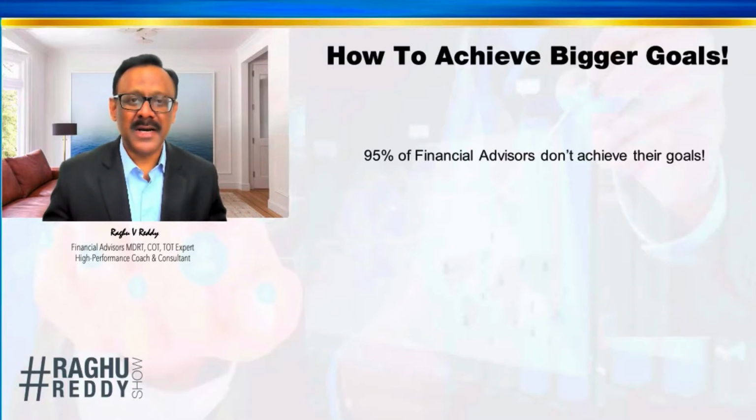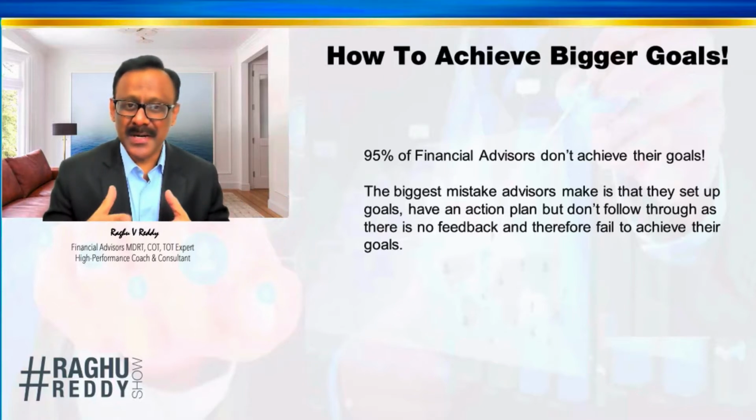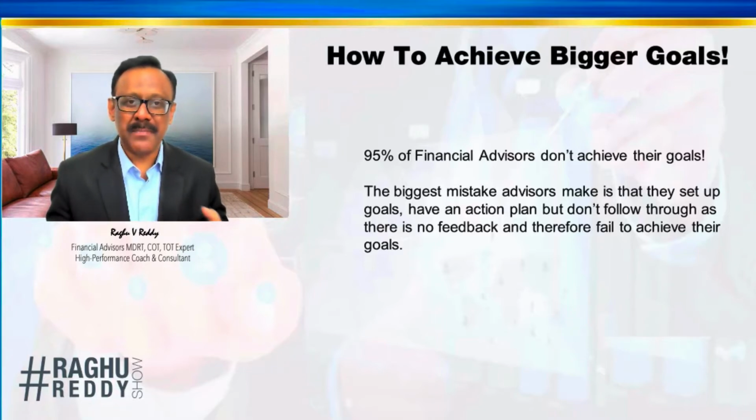And the reason is because the biggest mistake advisors make is that advisors set up goals and have an action plan, but do not follow through as there is no feedback system or feedback mechanism, and therefore fail to achieve their bigger goals. So in this video, I'm going to show you 4 steps that you can implement immediately that can help you to achieve your bigger goals. So you don't want to miss this one.